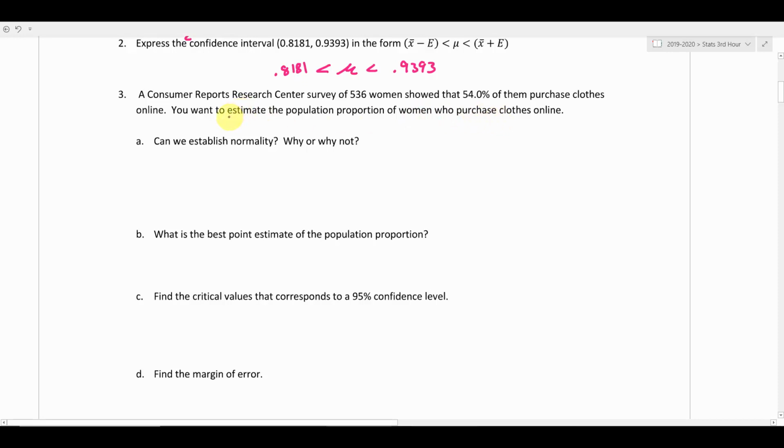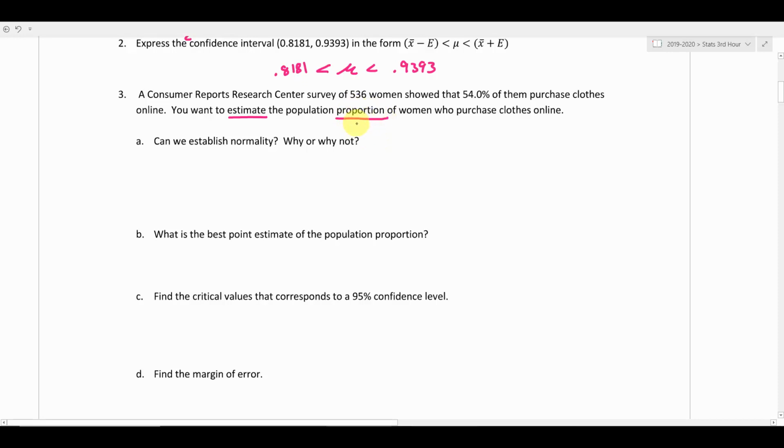So notice what we're doing here. We are estimating something. So this is a setup. Whenever you see that word estimate, that means you're going to be doing a confidence interval. All right, and we're estimating a proportion. All right, so remember we did 3 different types of confidence intervals. We did the 1 prop z int, and then we did the t interval and the z interval.